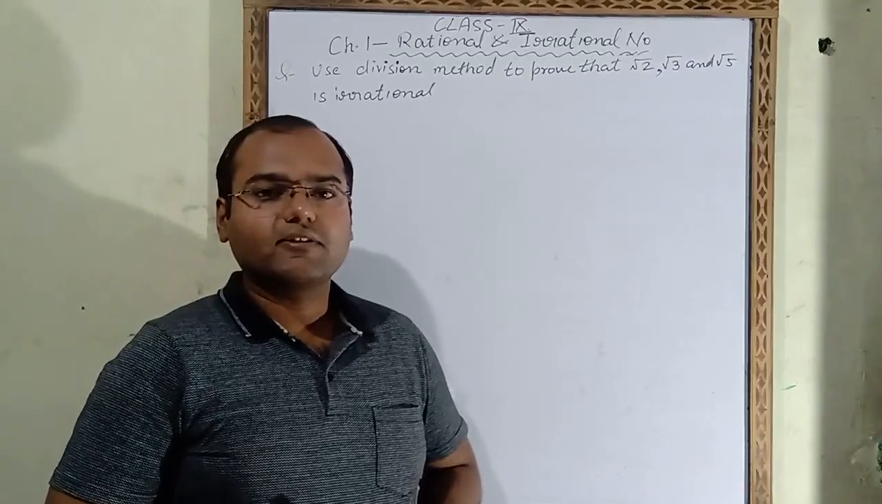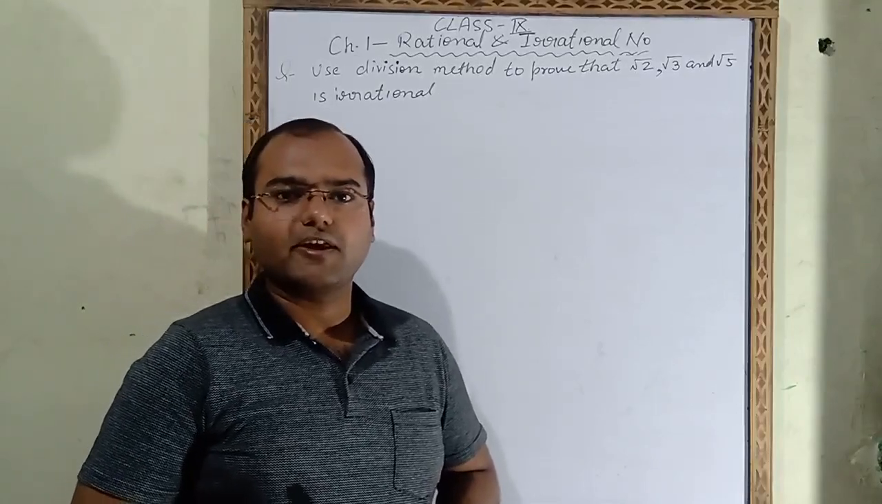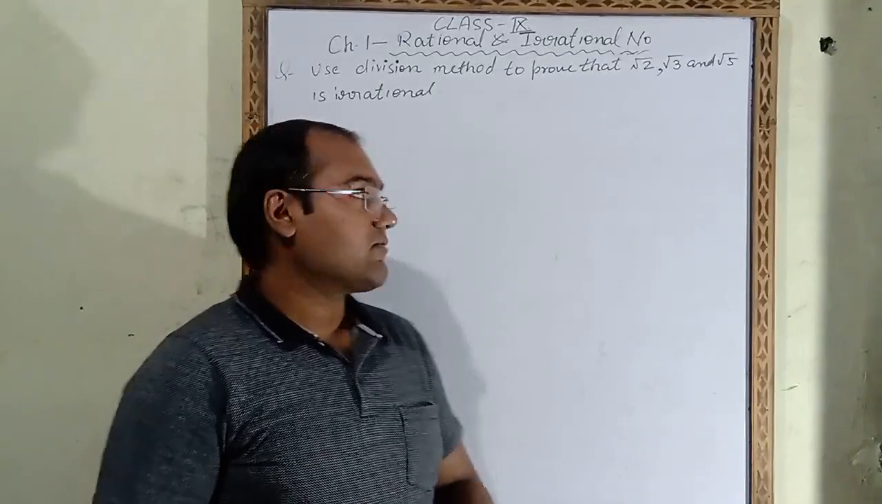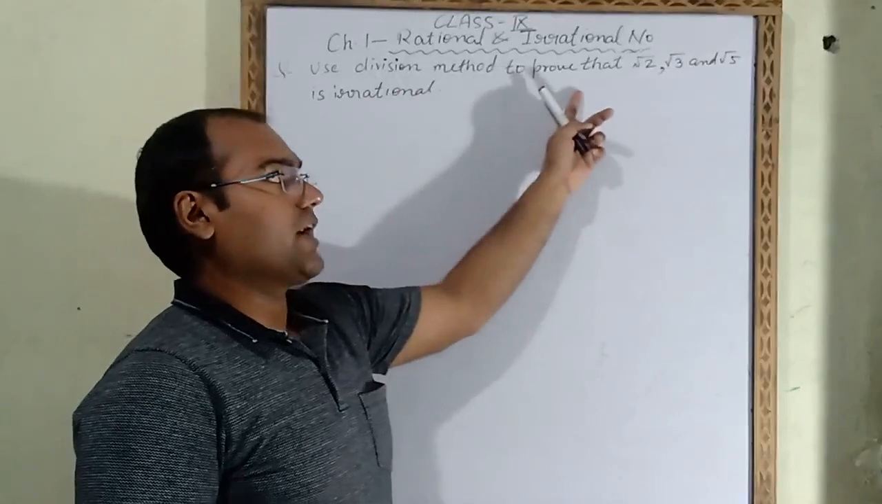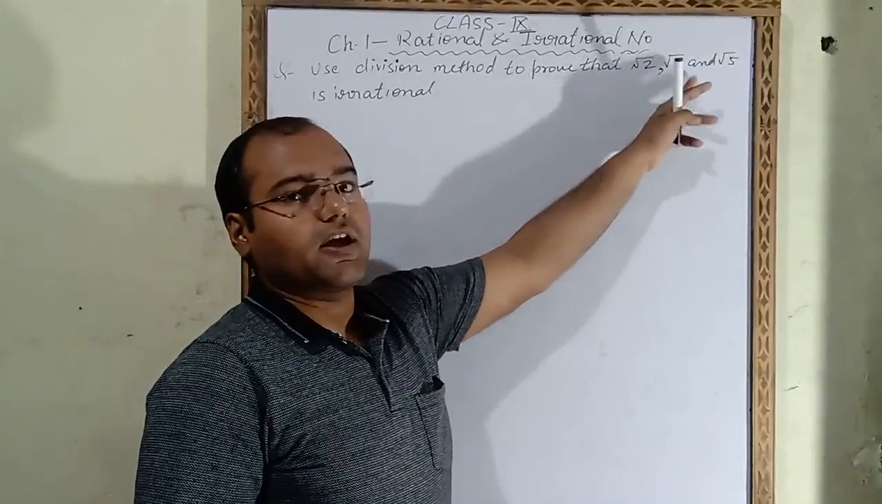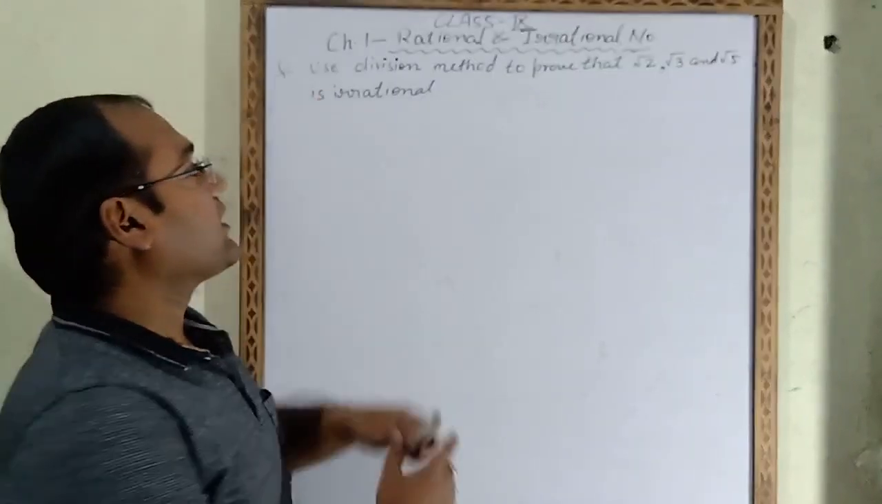Hello everyone. Today we will solve the question based on irrational numbers. So let's start with this question. The question is: use the division method to prove that root 2, root 3 and root 5 are irrational.